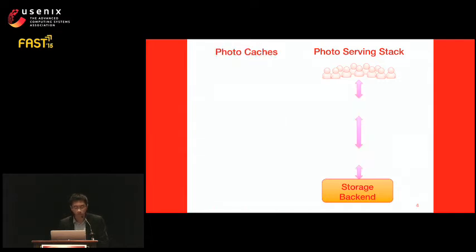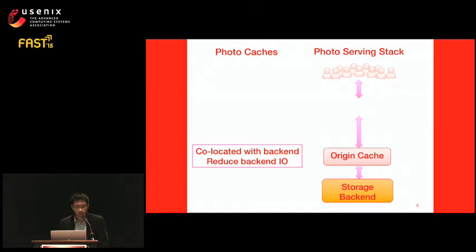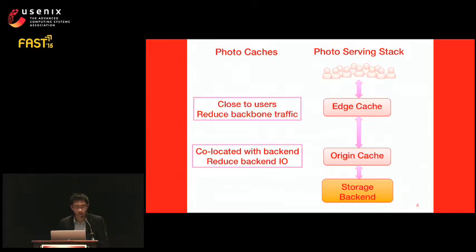To solve this problem, Facebook built a 2-layer caching network. There is an origin cache co-located with the storage backend, and its main purpose is to reduce backend I/O. And there is an edge cache, which is close to the users, and its main purpose is to reduce the expensive backbone traffic. For both caches, Flash is used because of its large capacity and high I/O operations per second.